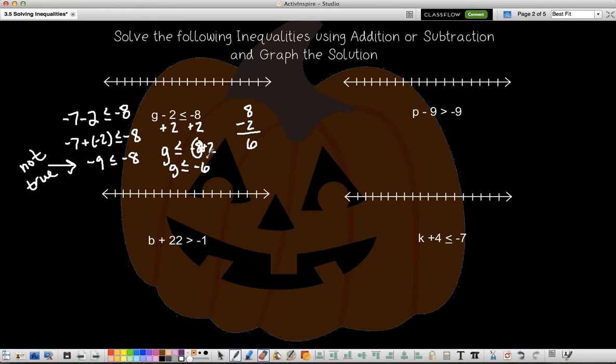So then we're going to practice graphing our inequalities a little bit, and you graph this solution. So g has to be less than or equal to negative 6. So g can be anything that is smaller than or equal to negative 6. So I have 0, negative 2, negative 4, negative 6. It can be equal to, so I have a closed dot, and my arrow goes to the left.